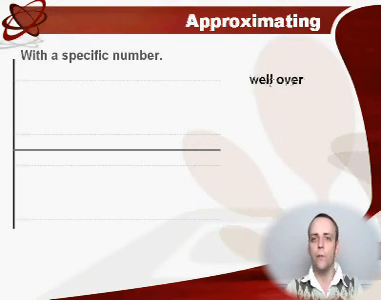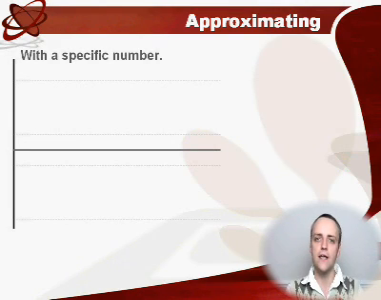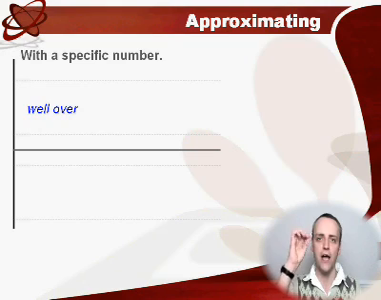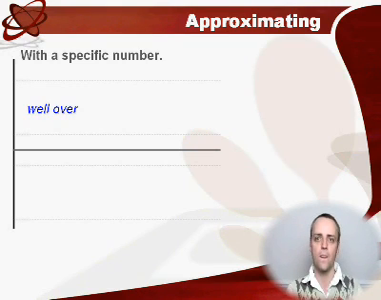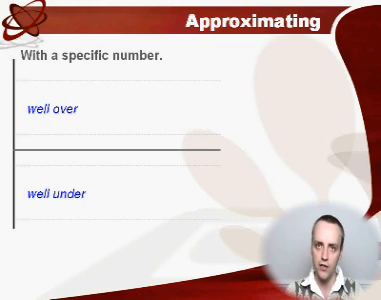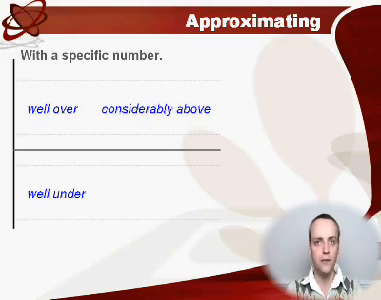Now, what about well over? Where do you think this is in our graph? So well is different to just, and it will go here. So well over. Now you can see it's above the line, but by a lot. Well under would be the opposite. So just over, just under, or well over and well under. Considerably above is the same meaning as well over.